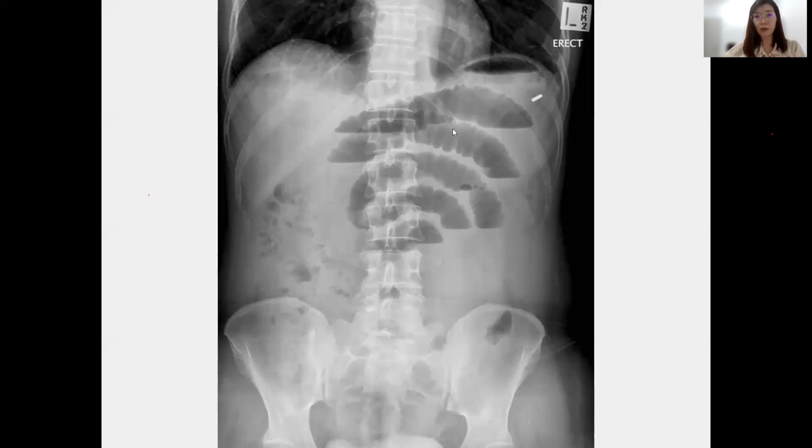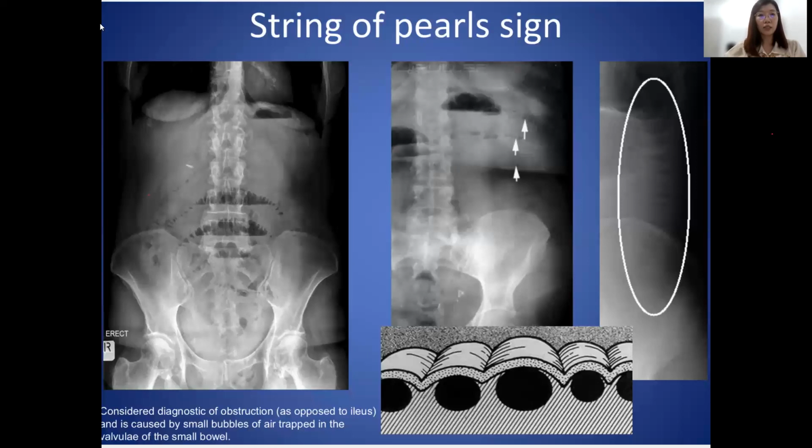Why do I say it is small bowel? Because there is valvulae conniventes present. Other features of small bowel obstruction include the string of pearl sign, meaning you will see some small lucencies at the superior aspect of the small bowel. The rest of the small bowel is filled with fluid, so it's already opaque on X-ray, but there are some remaining air locules floating on top of the bowel, so look for a string of pearls.